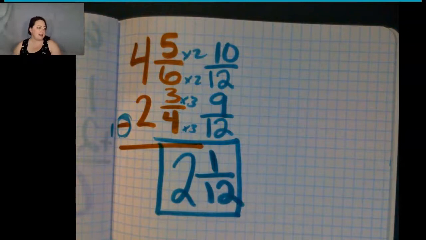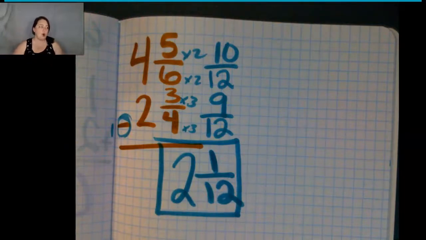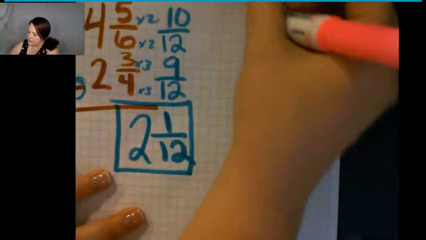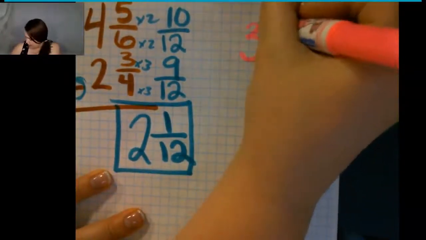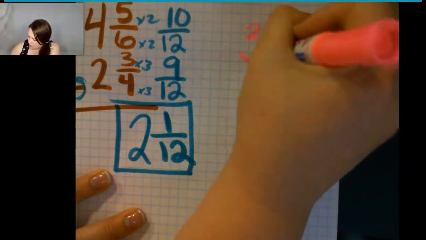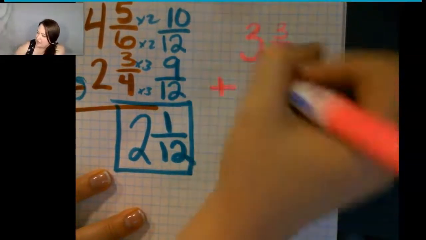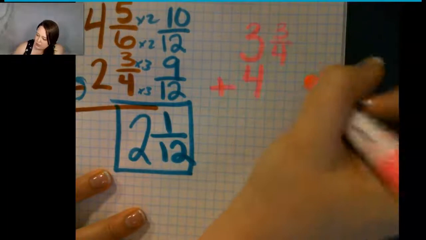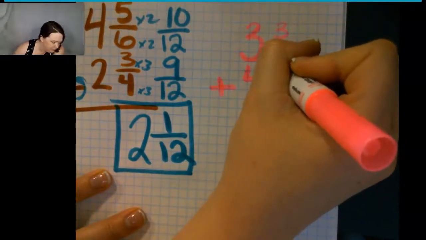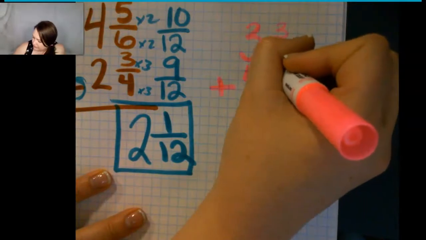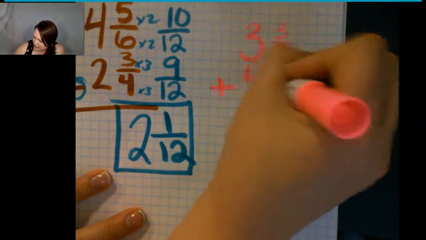All right, let's do one more where it's addition so you can still see that it's the same process over and over and over again. We're going to say 3 and 3/4 plus 4 and 7/10.